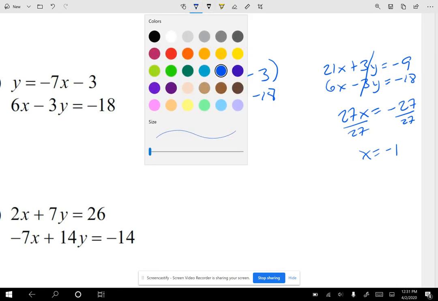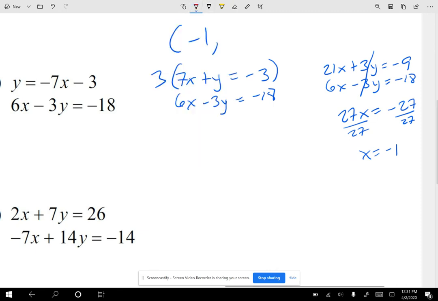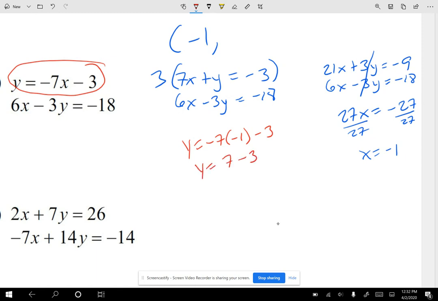Now to solve for y, I'm going to use any equation that I have. I'm going to use this one. So I have that y equals -7 times -1 minus 3. So I have that y equals +7 minus 3. So y equals 4.